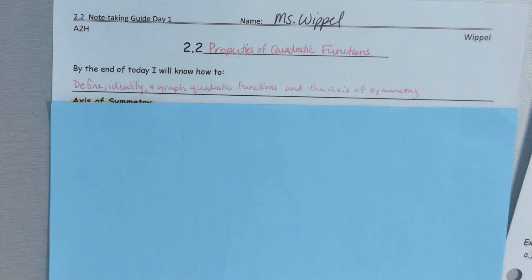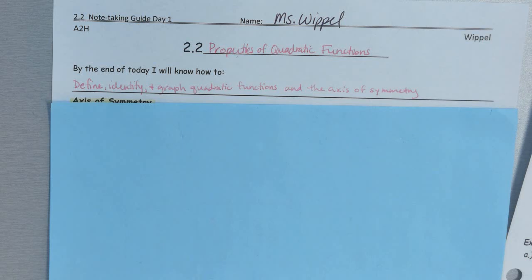Starting 2.2, which is properties of quadratic functions. So all of chapter 2 is quadratic. We're still working with those functions. And by the end of today, you're going to be able to define, identify, and graph quadratic functions and the axis of symmetry. So actually a lot of today is going to feel like review of some of the stuff that we did yesterday. We're just going to be extending that.